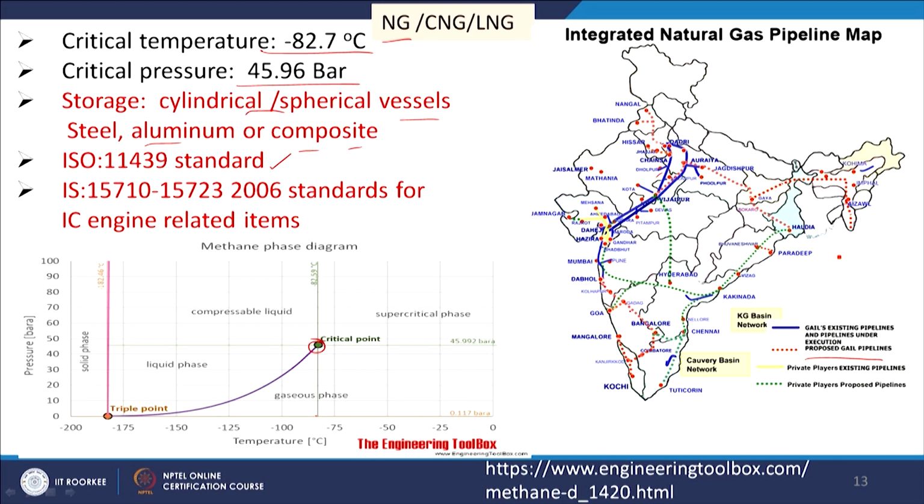So, gas will be supplied through these proposed lines to different parts of the country, connected through this pipeline. And then there are some private players also involved in this business, and these are the proposed pipelines of gas supply for the private players. So, this is the availability of natural gas in the country, and we will give some information here.